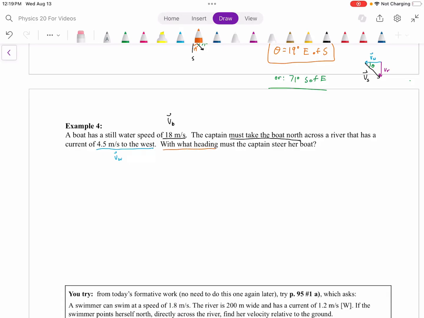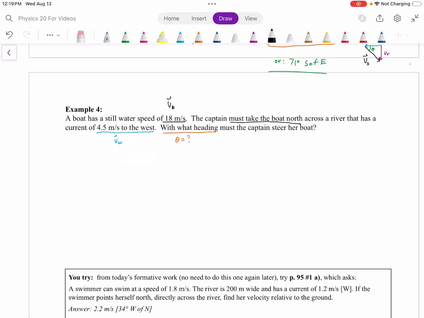Okay, with what heading? So heading is a fancy word for direction. With where do they need to aim, should the captain steer her boat? So essentially we can tell that this is a compensation scenario. They want to compensate for this current so that they end up going straight across the river overall.